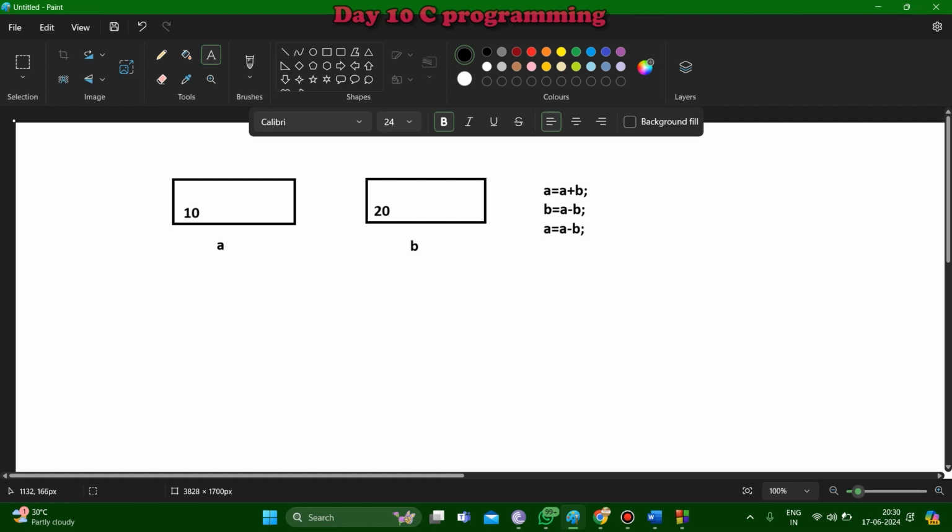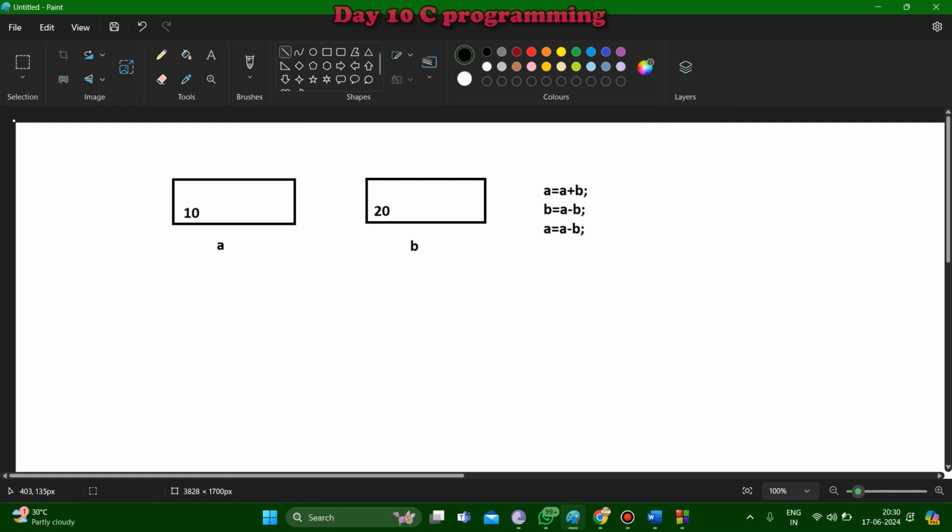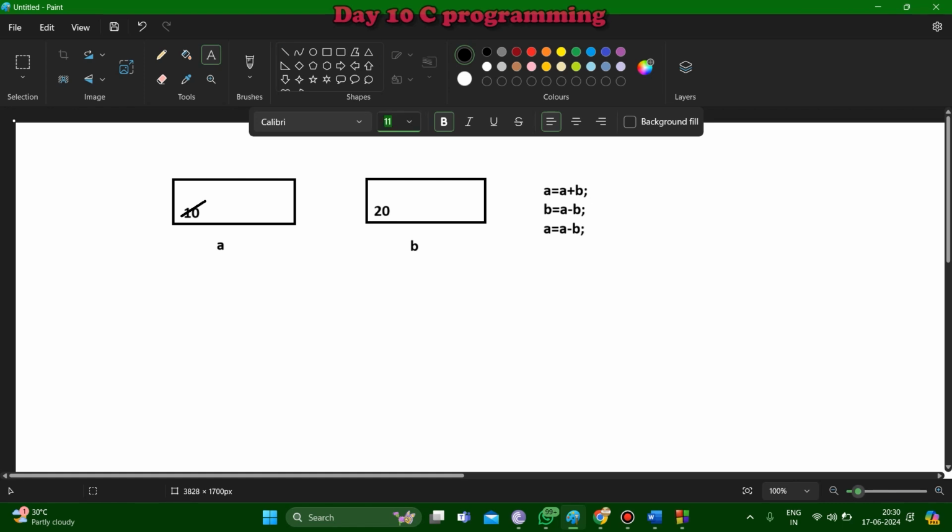First, A plus B equal to A. A is having value 10, B is having 20. If you do addition of both, that should be stored in this A. So how much will it become? It will become 30. 10 will be removed here and 30 will come here. Right.